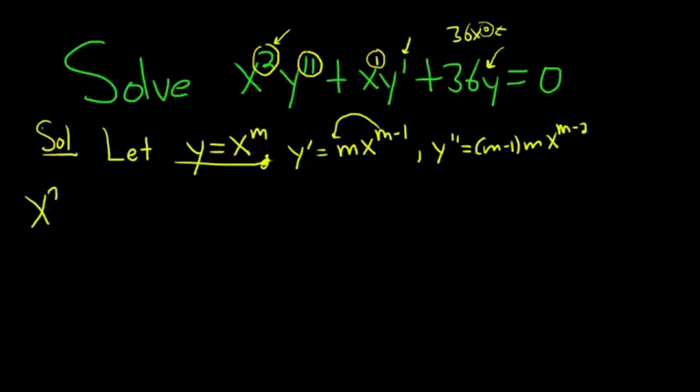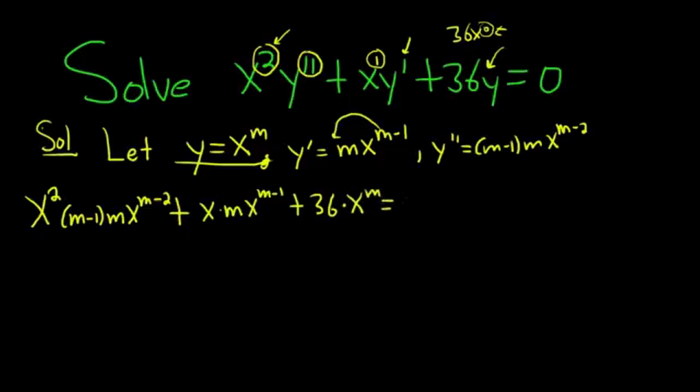So we have x squared, and then y double prime is m minus 1 times m, x to the m minus 2, plus x, and then y prime was m x to the m minus 1, plus 36, and then y is just x to the m. And this is equal to 0. So quick recap, you start with this, take the derivative using the power rule, plug everything in, and you end up where we are. At this point, you want to group together all the x's.